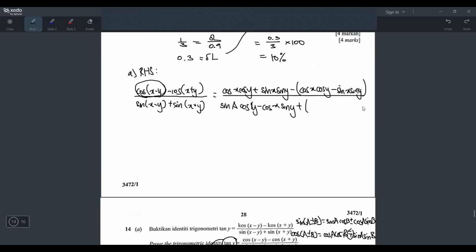Okay, this time, if you don't want to put the bracket, tak apa, because if in front of the bracket is plus, then you don't have to worry, okay? Don't have to worry anything. But if it's minus, then of course you have to be careful.